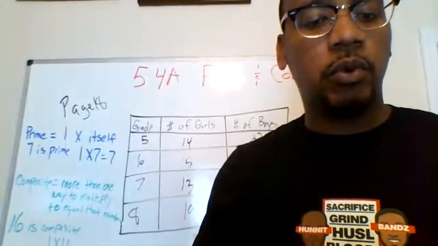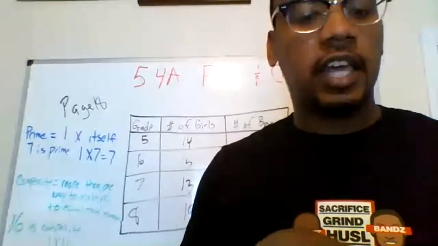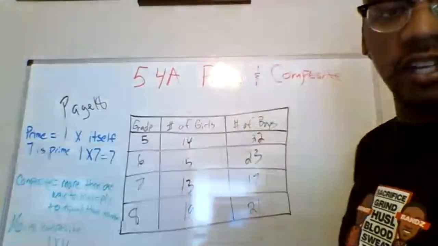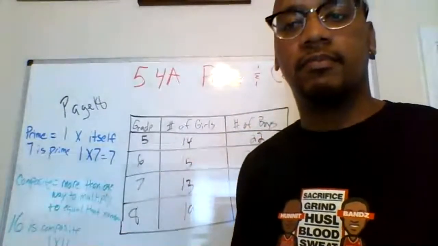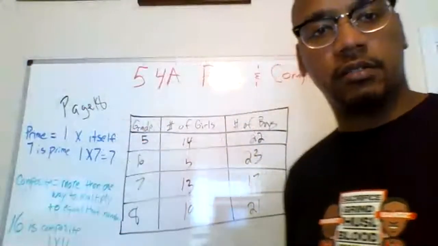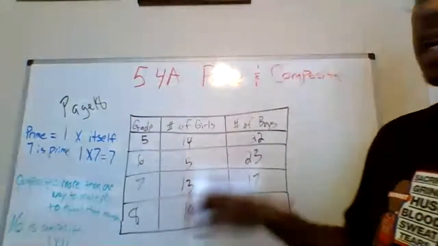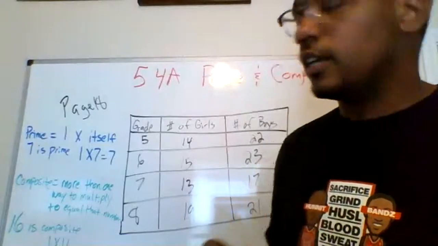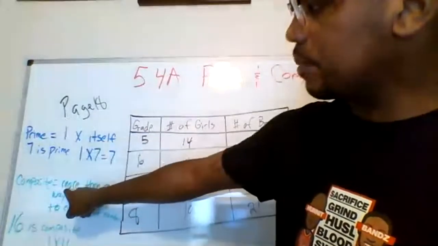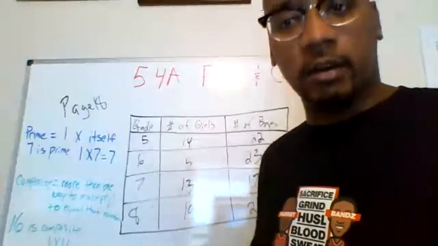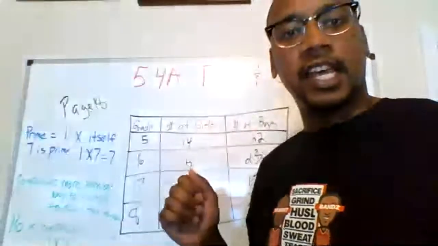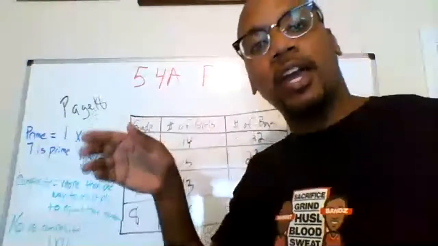In this case, it says which grade had a prime number of girls and a prime number of boys. So you're looking for which grade has a P and a P. Both numbers are prime. So all you got to do is go to every number, look at it, and label it either prime or composite. Now, all you have to ask yourself is, to get this number, do I only multiply one times itself, or can I multiply more than one way to get that number? If you can only multiply one way, the number is prime. If you can multiply more than one way, it's composite.